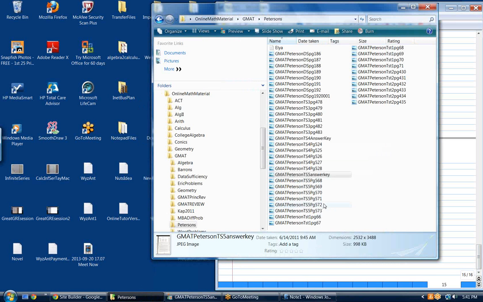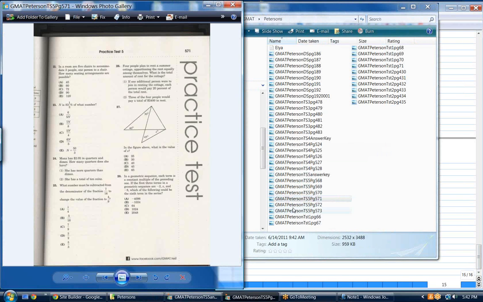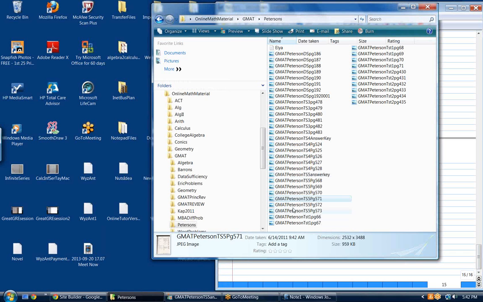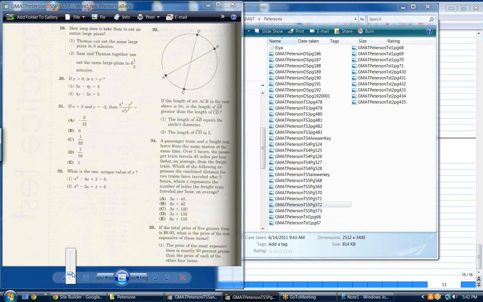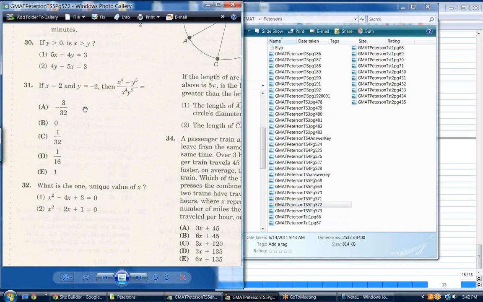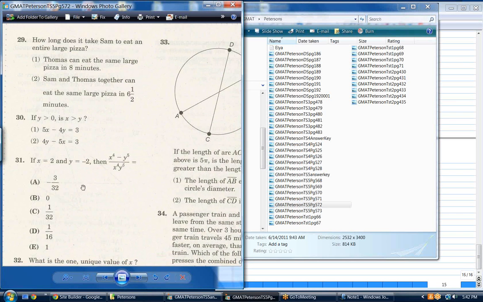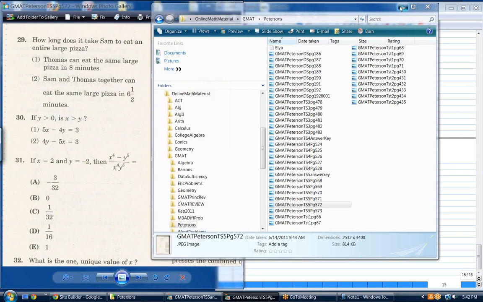Let's see. I just opened the answer key. Is that the one we just did? Yeah. Okay, we got lots on this page.